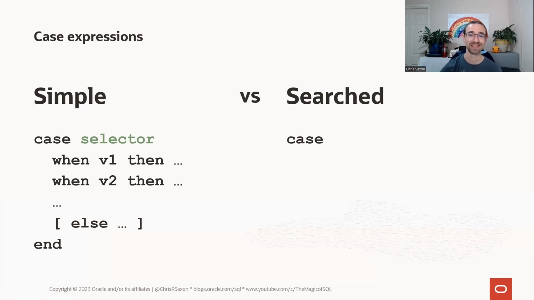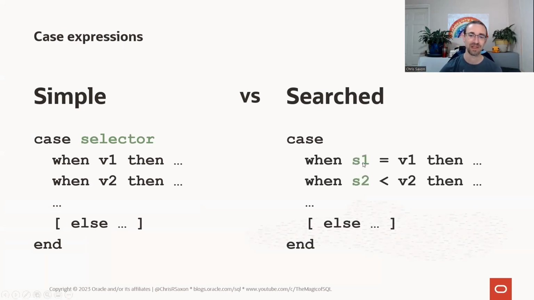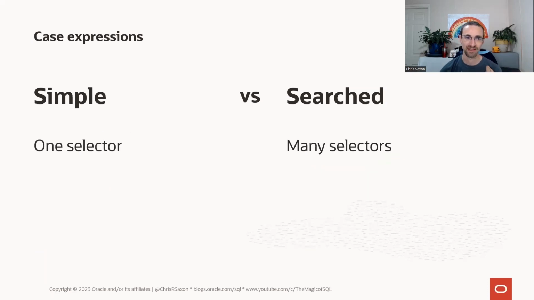So this is where we need a searched case expression. And this is where we can have much more complicated statements. We can say when, and we actually have the full condition here. We're saying that our selector is equal to some variable, or it's less than, or it's greater than, or it's null, and those kinds of things. So simple are more basic, searched are more advanced. And one of the big differences with simple is there's always one selector, one thing that we are comparing.